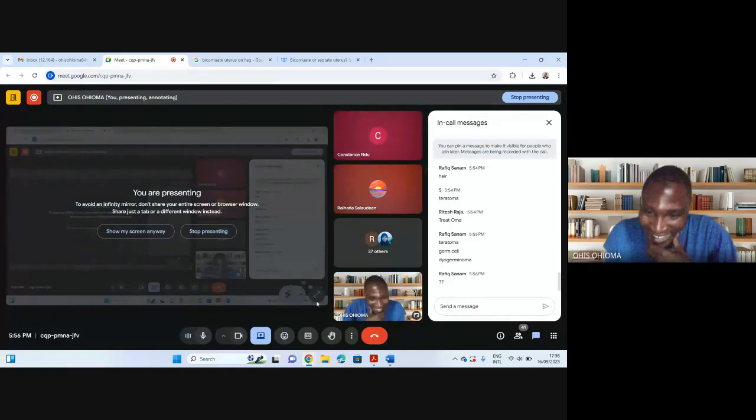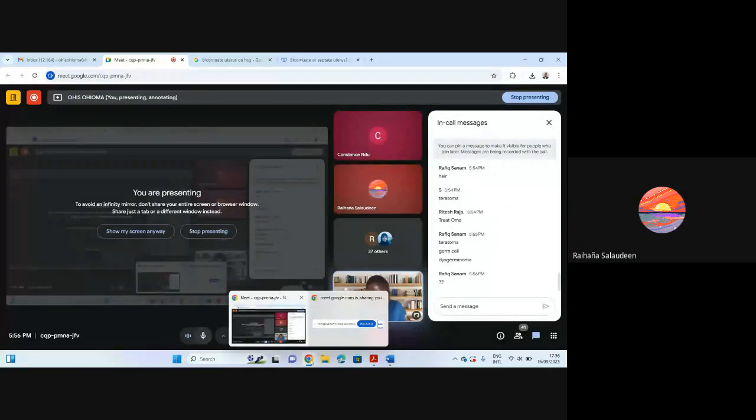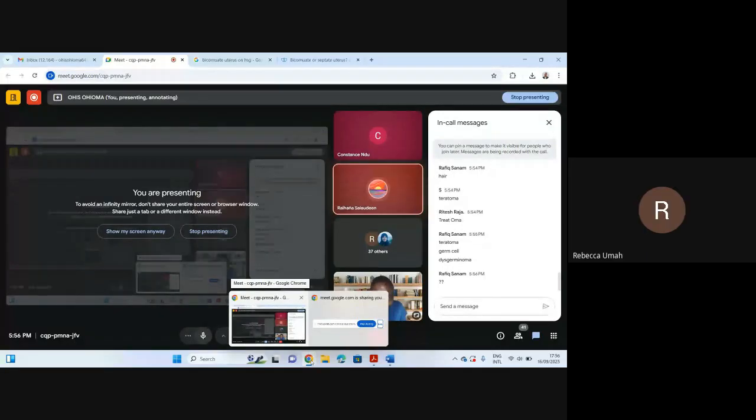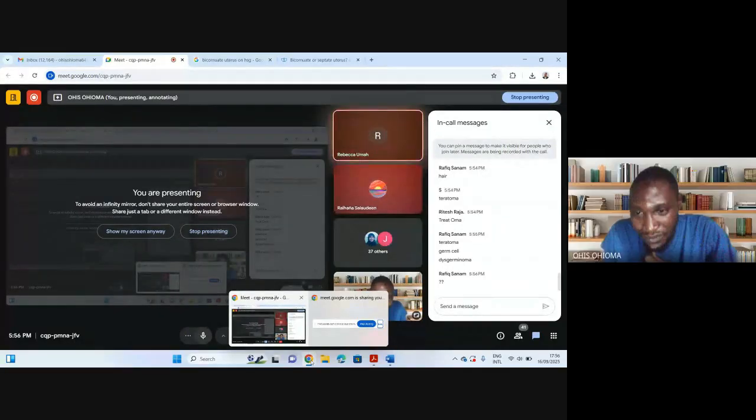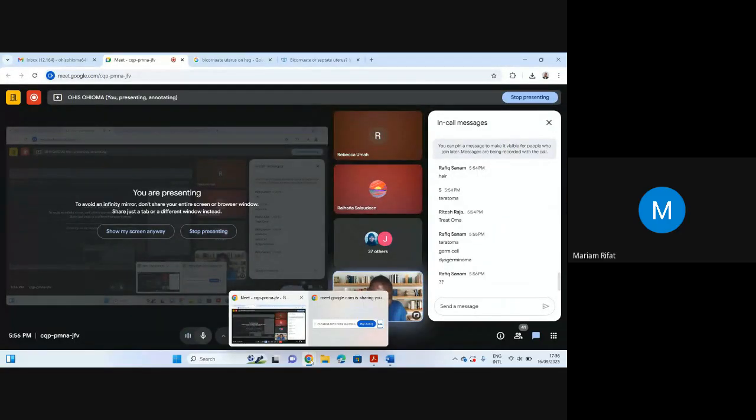So yeah, that's the dysgerminoma. It doesn't really look like a fried egg. I couldn't get a really clear picture of it, but we can see the coffee bean appearance as well.